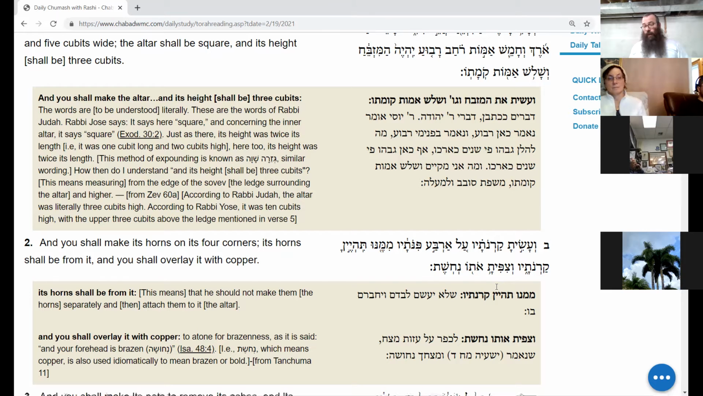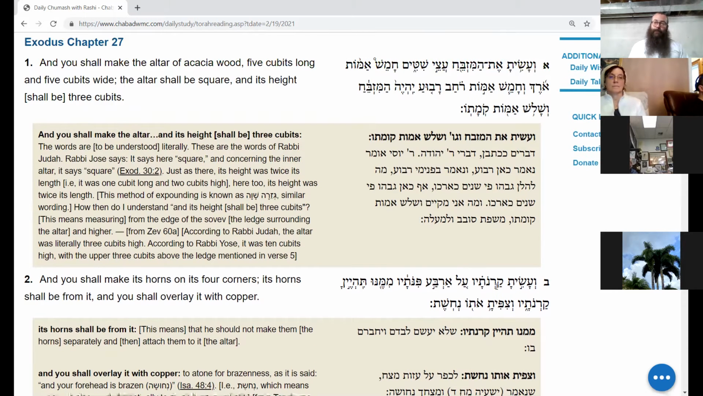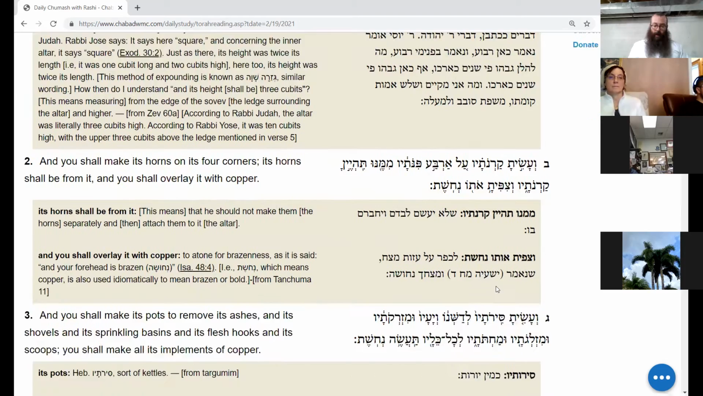So unlike everything else that's made out of gold, this is made for forgiveness specifically, and therefore we don't want it made out of gold. We want it made out of copper to represent the thing that it's asking forgiveness for, which is the stubbornness of the Jewish people. Okay, so just another interesting, fascinating idea behind it. But that's verse number 2.